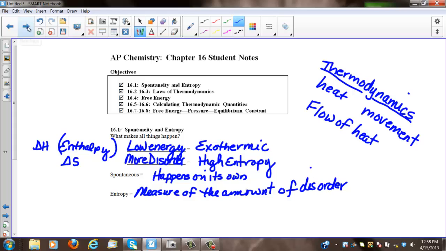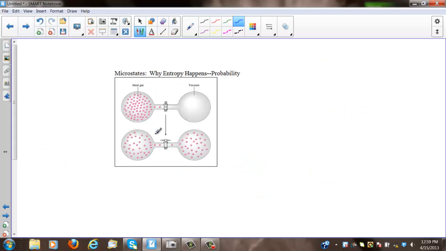So in this next diagram, why does entropy happen? Well, entropy happens basically because of positional probability. If we're talking about a gas and the stopcock is closed here, if I open it, what's going to happen? Statistically, the most probable arrangement is one in which the particles are most spread out.